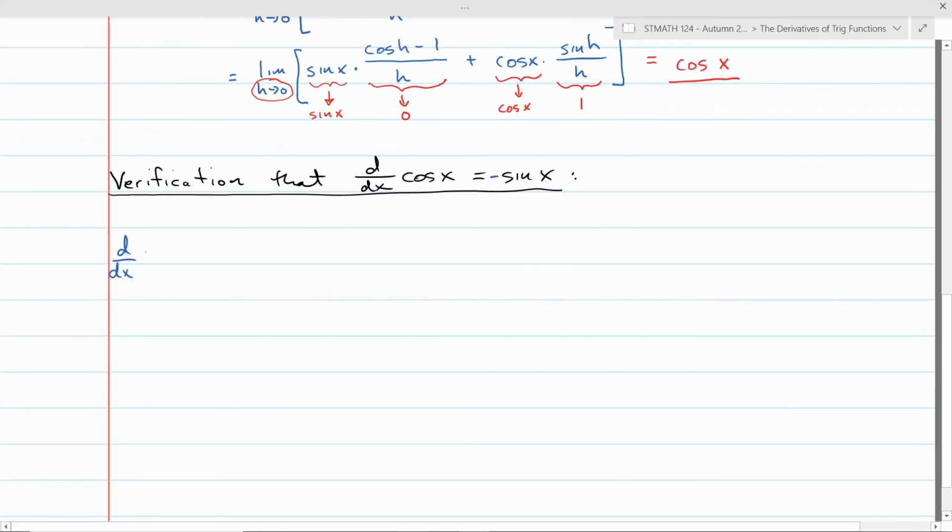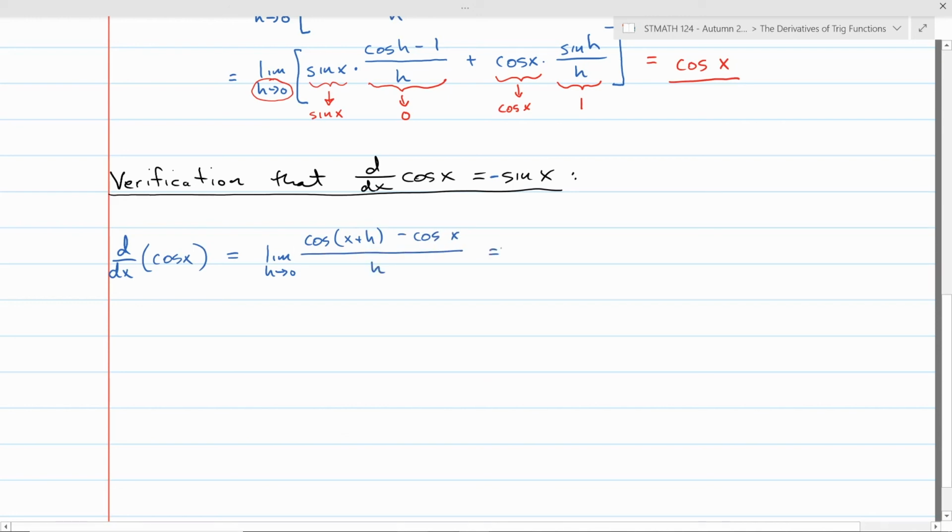Let's do it. It would be a good idea for you, just to make sure you're understanding things, to press pause here and see if you can get the answer yourself. All right, so I'm going to set this up as taking the limit as h goes to 0, cosine x plus h minus cosine x, all divided by h.